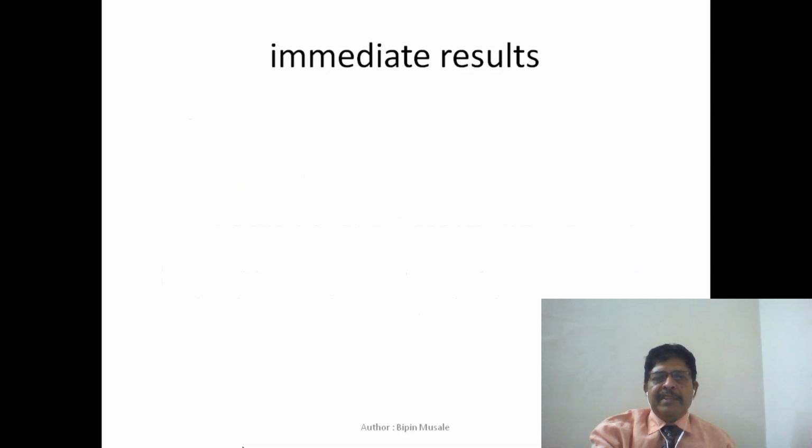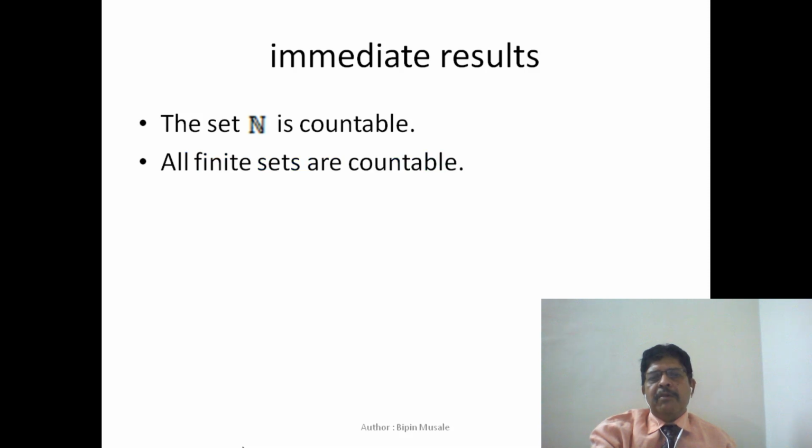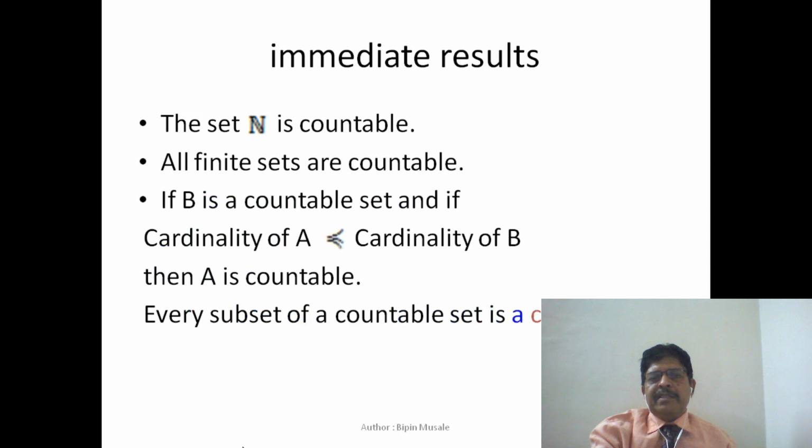Now there are very simple results that the set of natural numbers itself is countable, because for the obvious reason that there is an identity map from the set n onto n, which is injective as well as surjective. So naturally the set n is countable. Now all finite sets are countable because any finite set can be put into one-to-one and onto map with the set 1, 2, 3, 4 up to n for a suitable value of n. And if B is a countable set and if cardinality of A is less than or equal to cardinality of B, then A is countable.